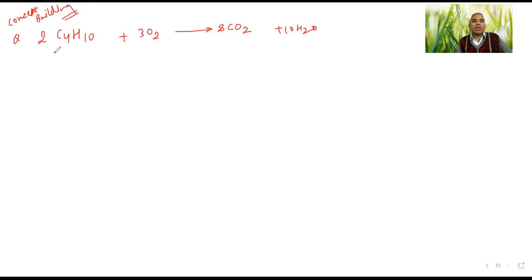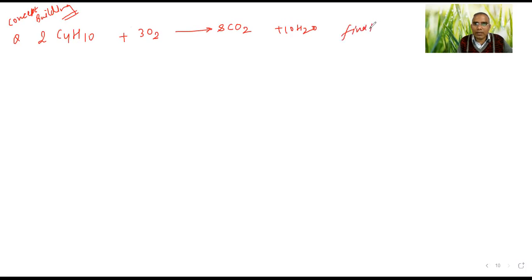Let's try to read one problem. They are saying 2C4H10 plus 13O2, they have given, giving 8CO2 plus 10H2O. This is also a concept building problem. So here, 2C4H10 plus 13O2 is giving 8CO2 plus 10H2O. And they are saying find the mass of CO2 produced.